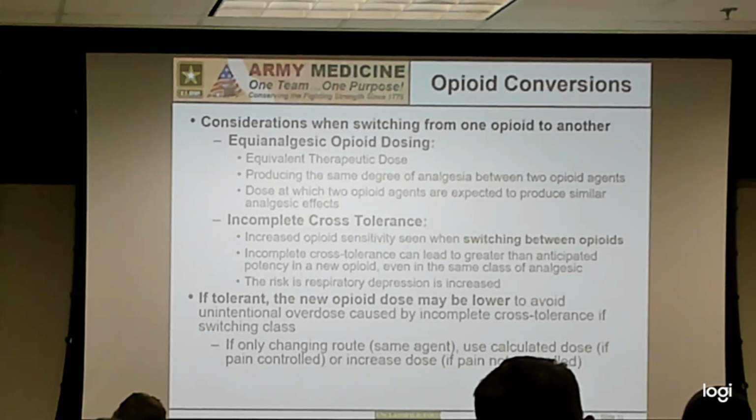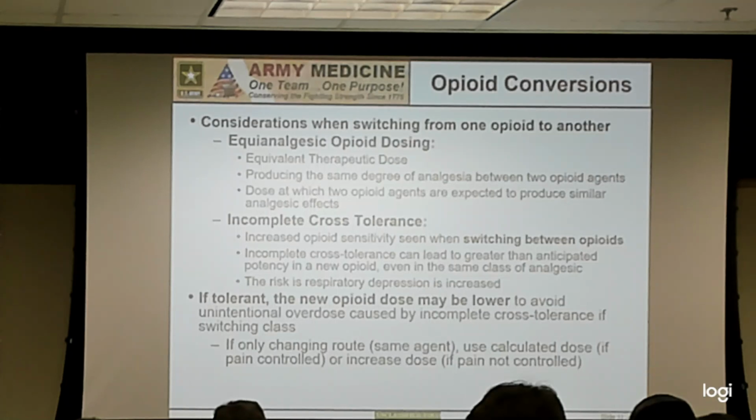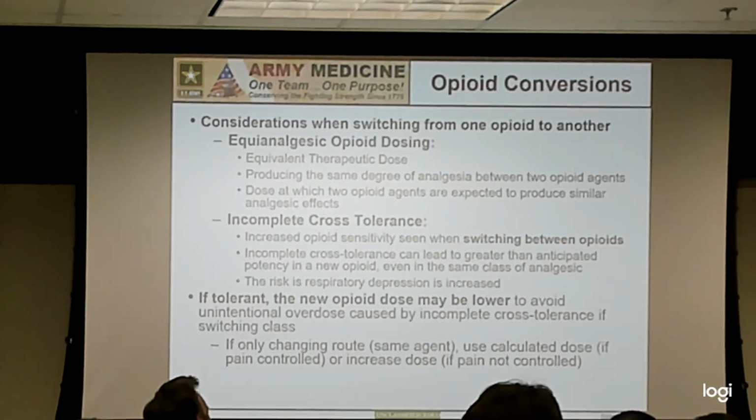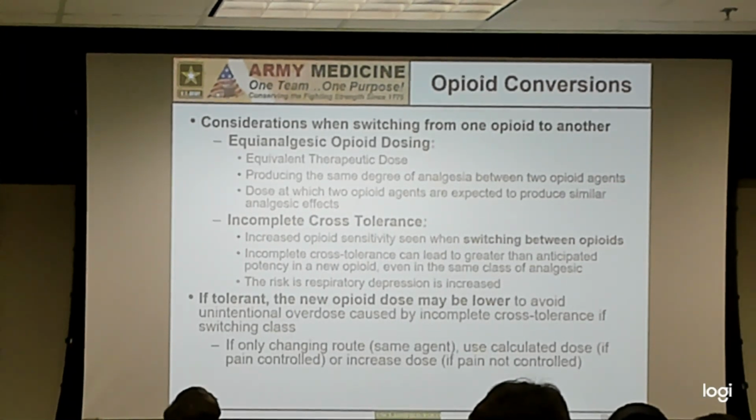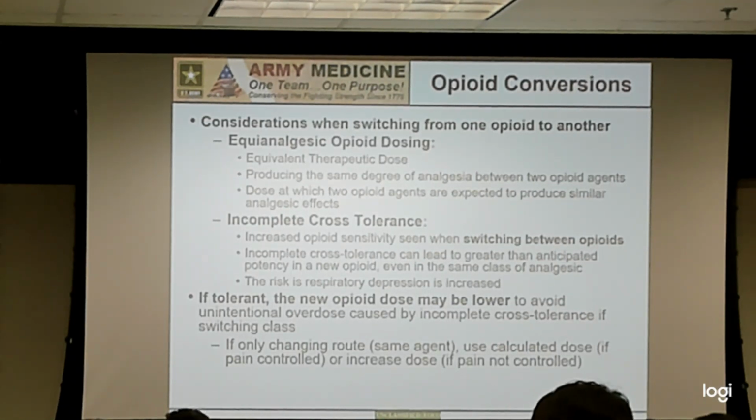When you talk about incomplete tolerance, what that is, is increased sensitivity to an opioid when you're switching from one class to another class. So that's why we'll convert to our MMEs, we'll get our daily dose of what we're going to be giving that patient, and then we will account for incomplete tolerance if we are switching a class. This only matters if you are switching from one drug to another. If you are just switching the formulation, this does not matter.